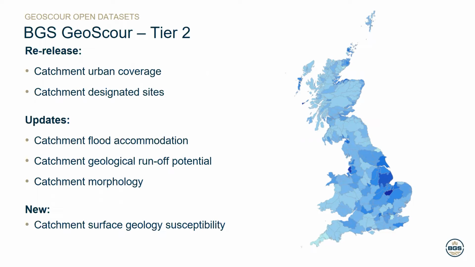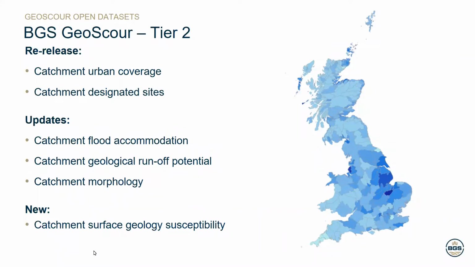This latest release consists of 8 data layers at catchment level, which is at 1 to 250,000 scale and includes updates to the catchment flood accommodation, catchment morphology, and catchment geological runoff potential, with the addition of new data layers providing information on catchment surface geology susceptibility. I'll now quickly run through these data layers in a little more detail.